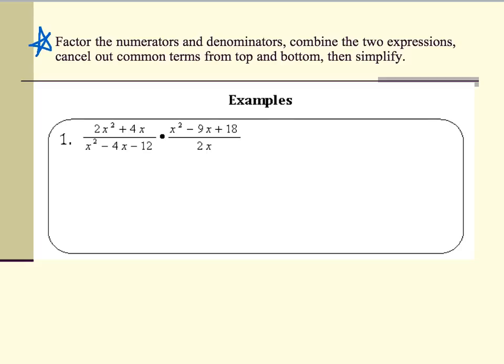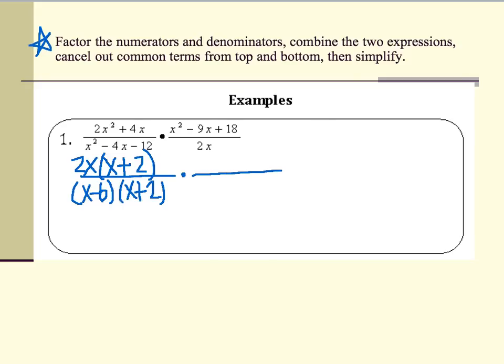So if I factor the top, I'm going to start by factoring this. They both have a 2 and they both have an x. So I'm going to pull out the 2x. So I'm left here with 2x times, if I take 2x out of this, I'm left with just an x. If I take 2x out of here, I'm left with a 2. So I'm left with x plus 2. The bottom, what can I multiply to get negative 12 that adds up to negative 4? Well, that would be a negative 6. So x minus 6 and a positive 2 times x plus 2.